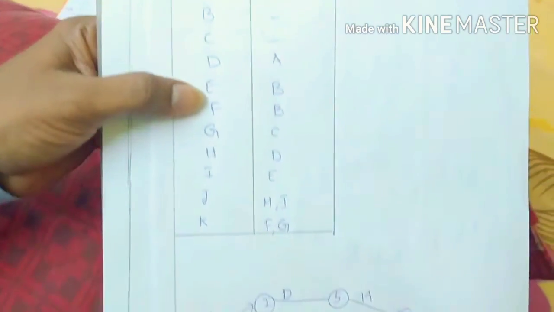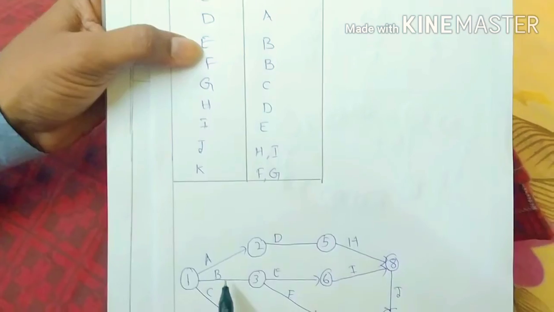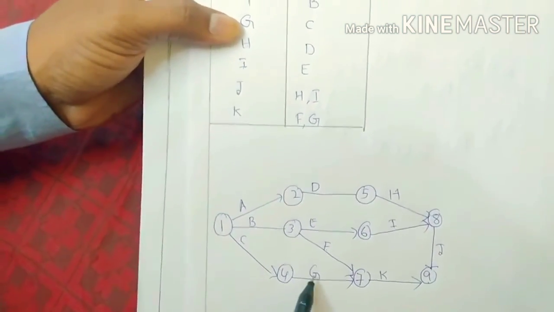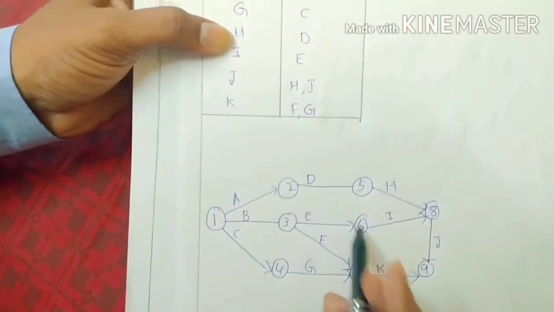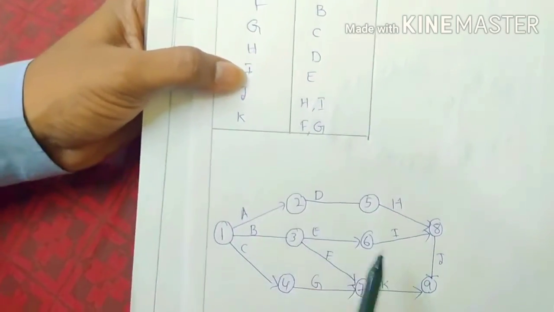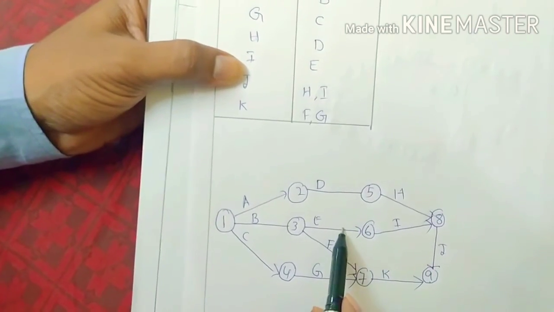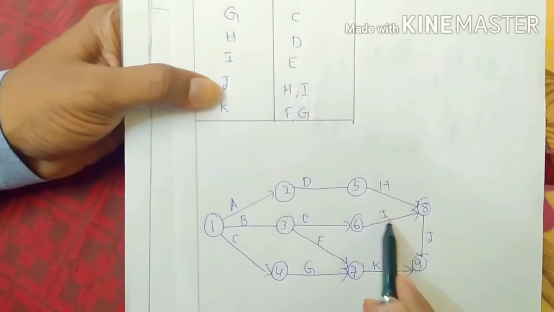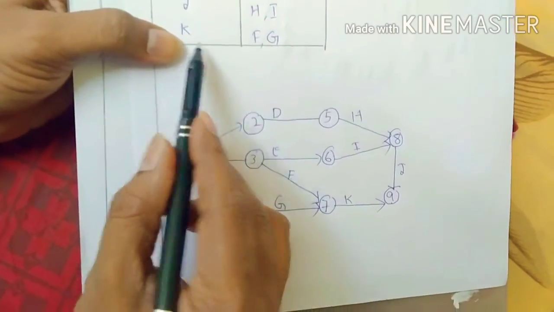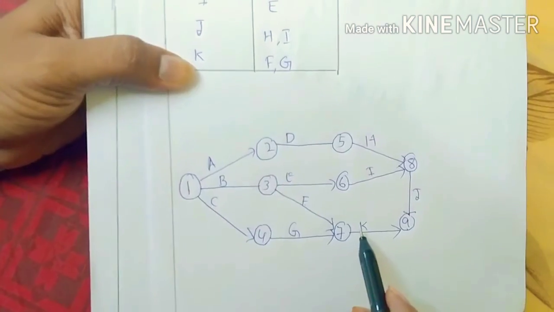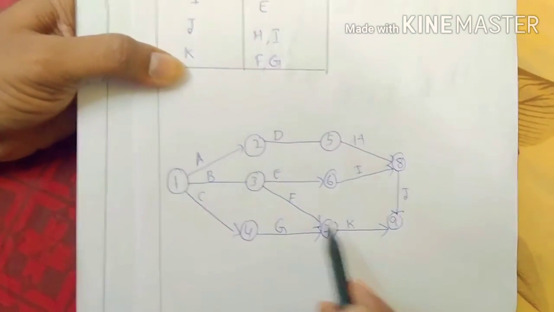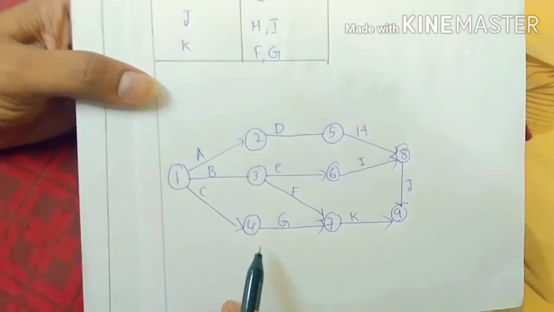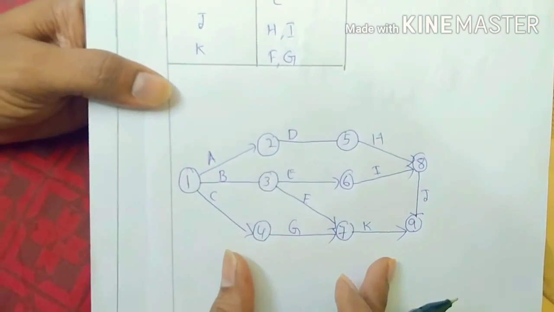D activity before A is there. E activity before B is there. F activity before B is there. G activity before C is there. H activity you can take before D is there. I activity before E is there. J activity before H and I, both are there. K activity is there. Before K activity F and G should be there. So here before K activity F and G is there. So likewise we need to construct the network diagram.